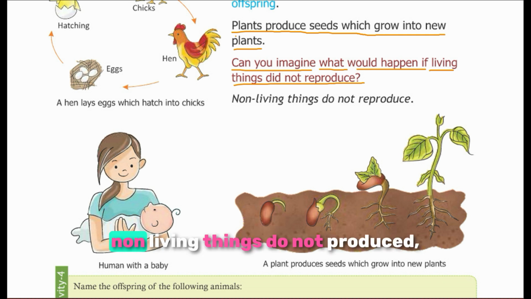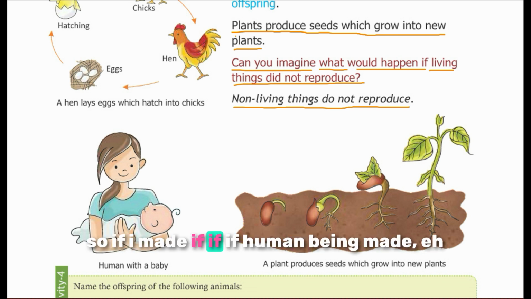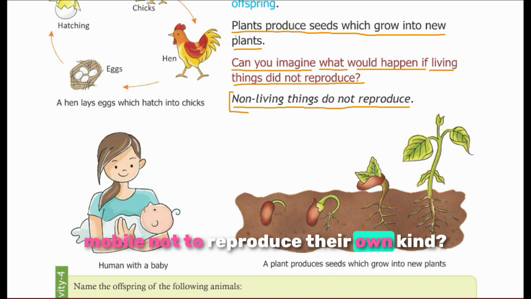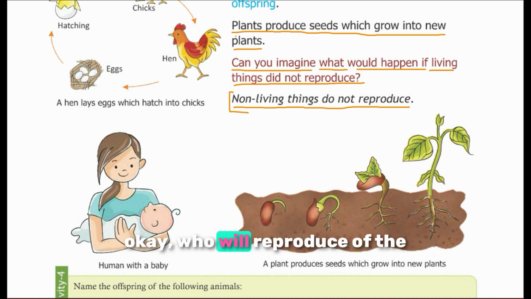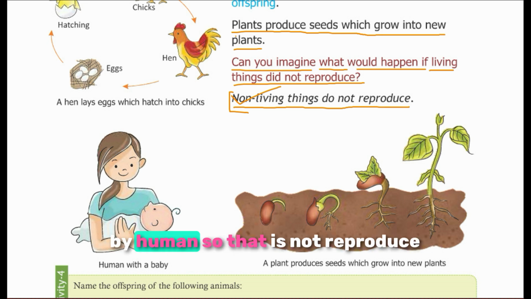Non-living things do not reproduce. So we know that now. All non-living things cannot reproduce. What is a non-living thing? For example, a mobile. A mobile does not reproduce its own kind. Non-living things are mostly made by humans, so they do not reproduce further.